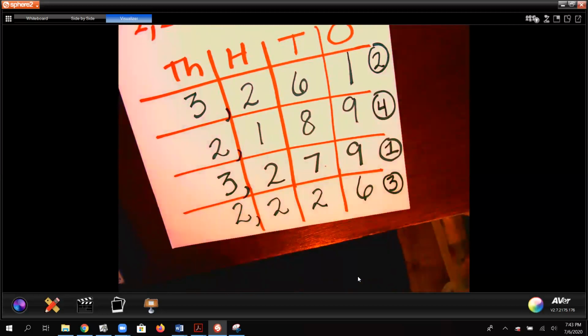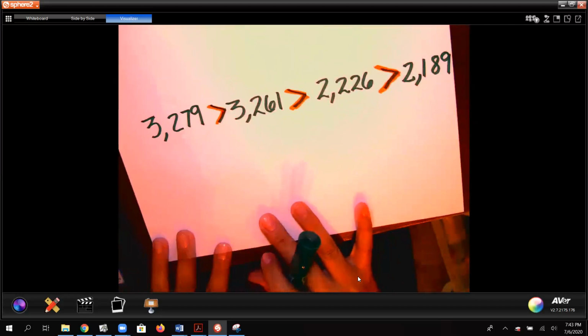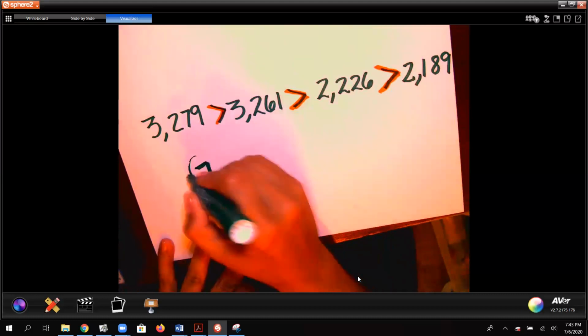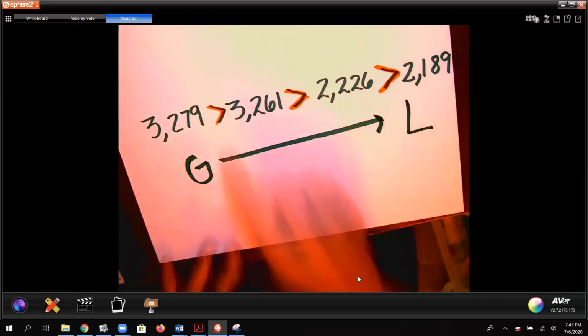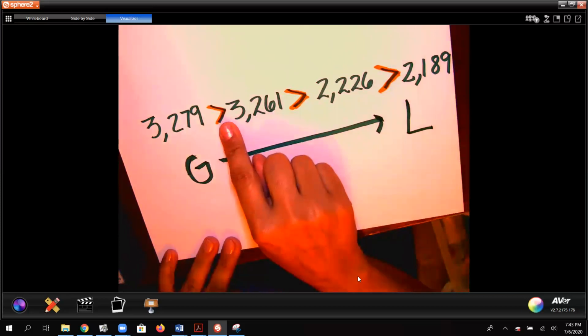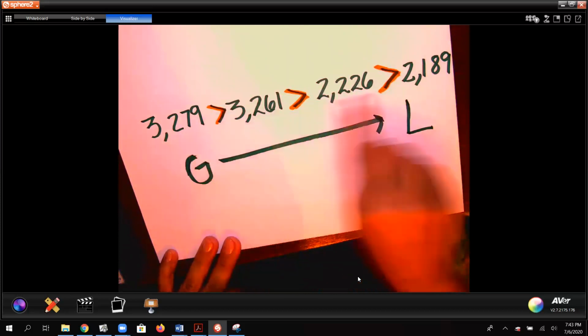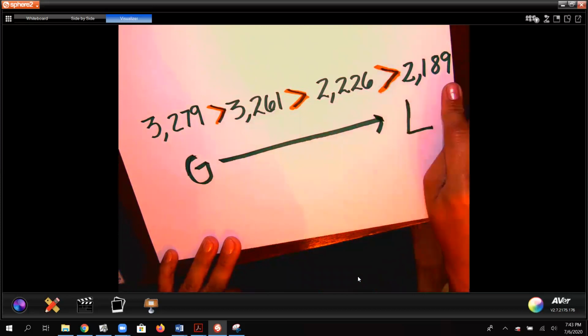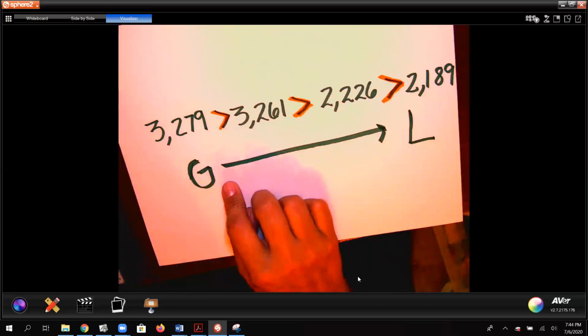Okay, so if we were to rewrite that, it would look like this. That is greatest all the way to least. And notice I put the symbols. This number is greater than this number. This number is greater than this number. And this number is greater than this number. If it asked you least to greatest, all you would do is flip it: least, next least, and then the greatest one here. But it wanted greatest to least.